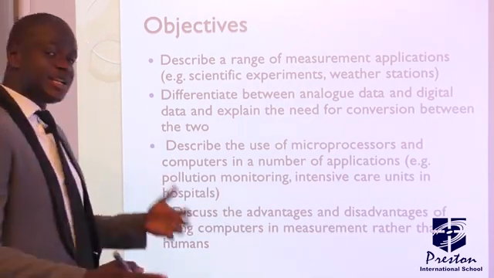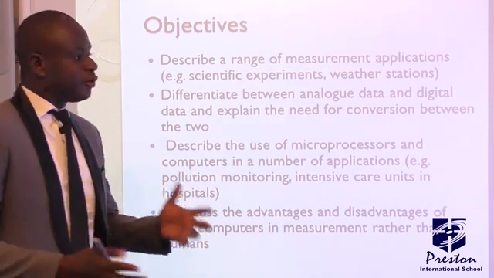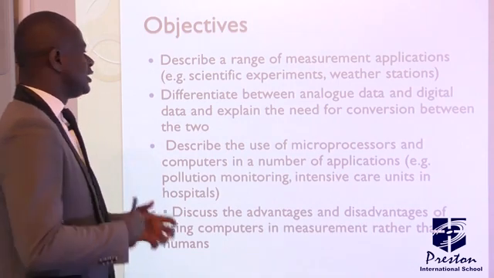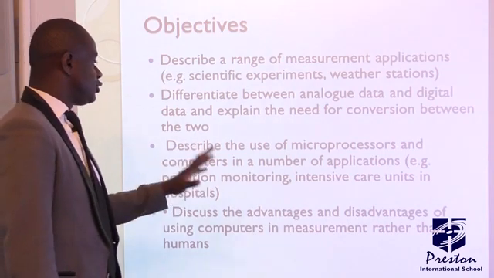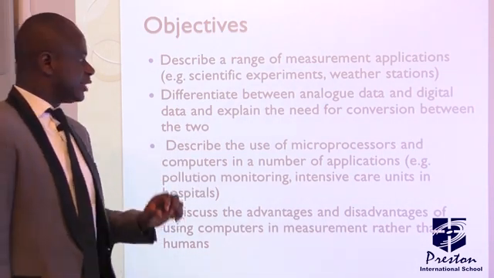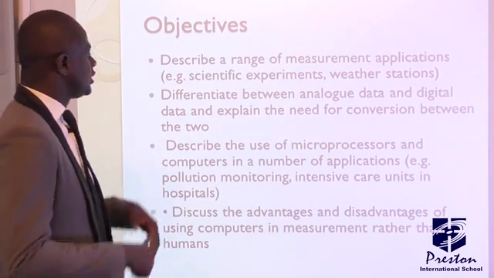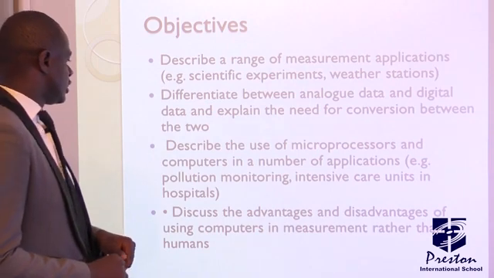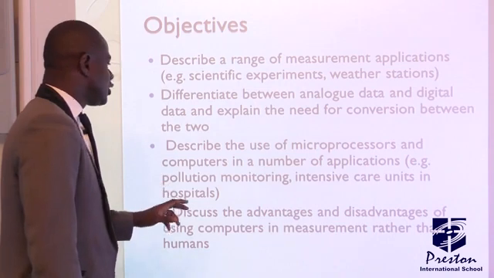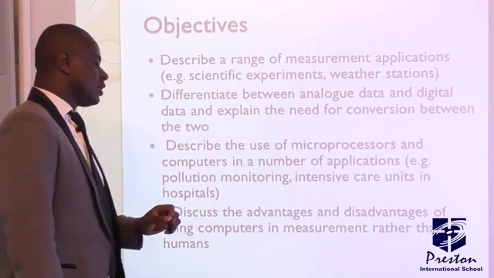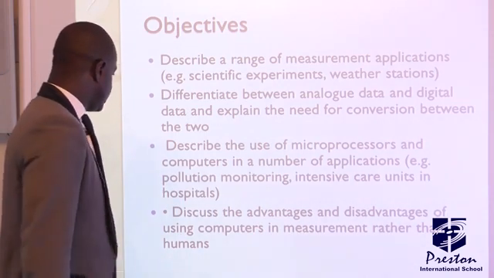We'll also differentiate between analog and digital data and explain why we need conversions between them. Also, we will be describing the use of microprocessors in computers in a range of applications like pollution monitoring, intensive care units in hospitals, and so on. And the last thing we'll be doing is discussing the advantages and disadvantages of using computers for measurement rather than using humans.